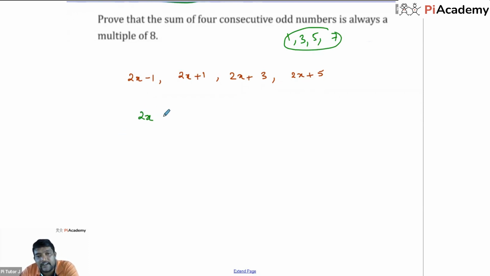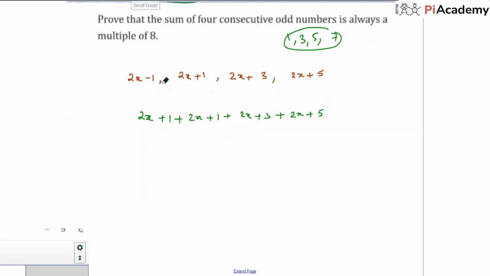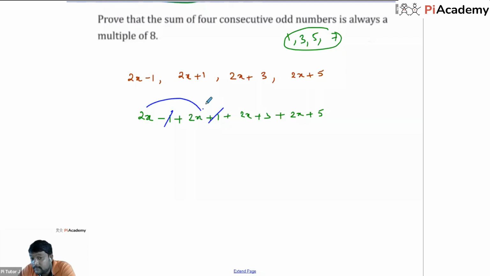Now you add all of them: 2x minus 1 plus 2x plus 1 plus 2x plus 3 plus 2x plus 5. So you see, the minus 1 and plus 1 cancel. So you have 2x plus 2x, 4x, plus 2x, 6x, plus 2x, 8x.